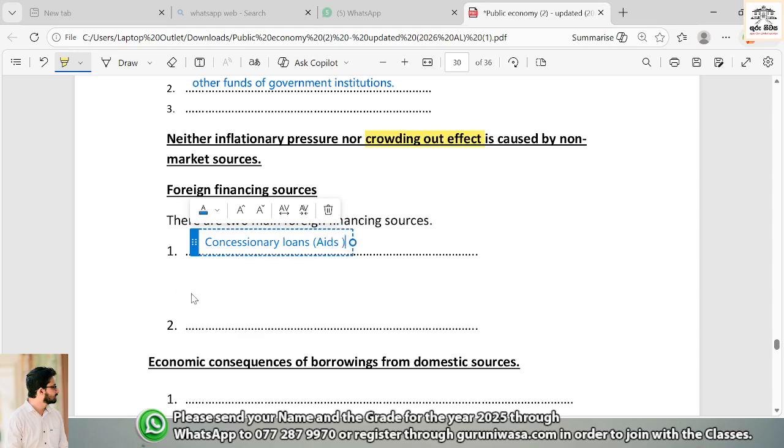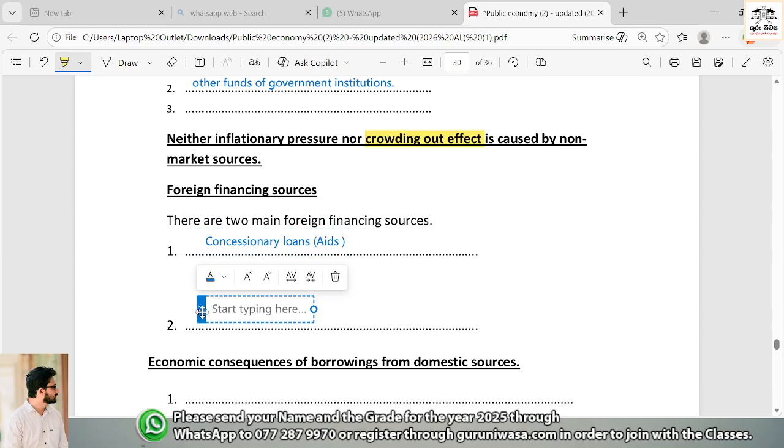Okay, then. Second one, commercial loans. Commercial loans mean we borrow funds from international financial markets. Maybe from the IMF, from other countries, or from other lending organizations like ADB, National Bank, and maybe China. Remember, in commercial loans, interest rates are really high.